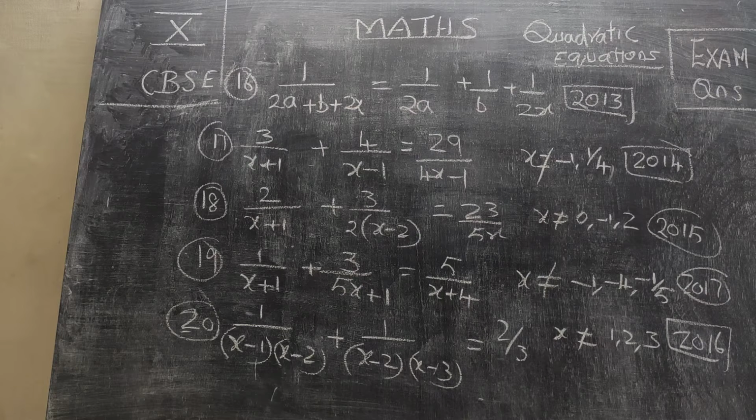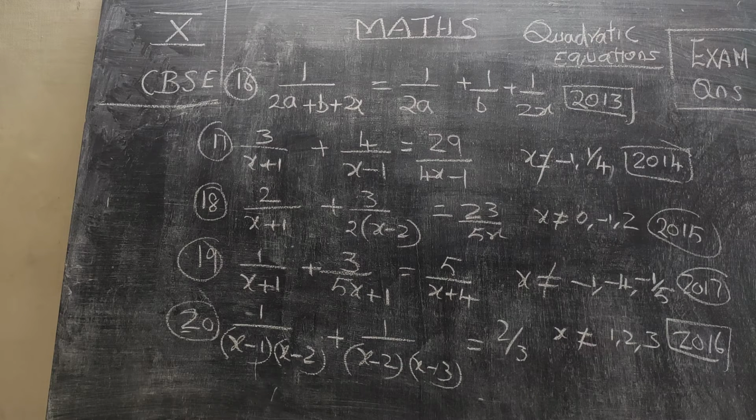Already we have discussed 15 sums. Now another 5 sums before you, asked in previous examinations. 1 by (2a + b + 2x) = 1 by 2a + 1 by b + 1 by 2x, asked in 2013. And 3 by (x + 1) + 4 by (x - 1) = 29 divided by 4x - 1, where x is not equal to -1 or 1 by 4.